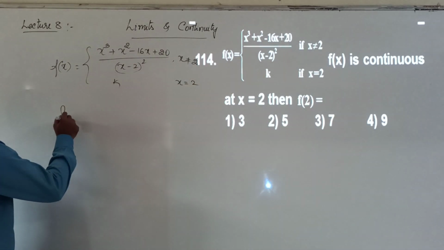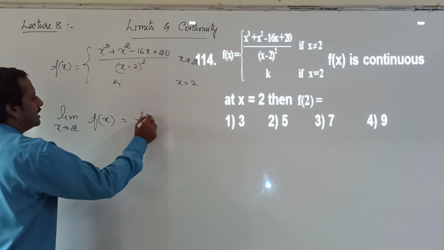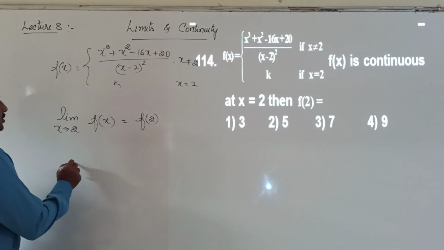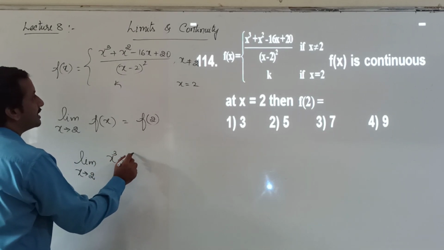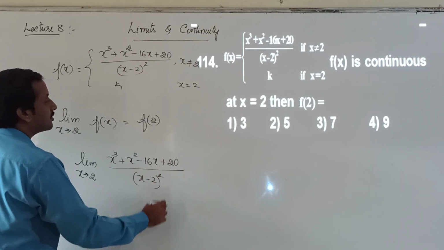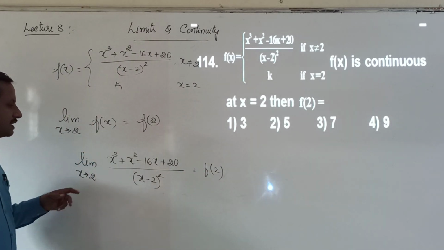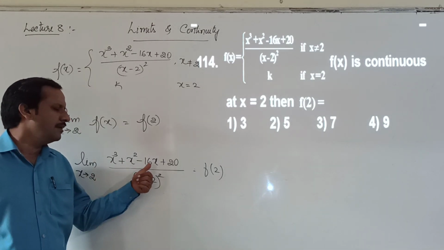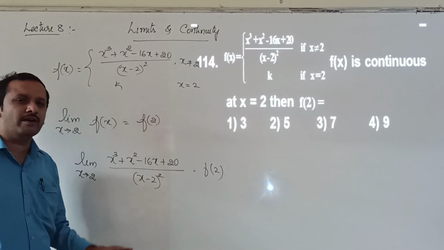Since the function is continuous at x equal to 2, we can write limit x tends to 2 f of x is equal to f of 2. So limit x tends to 2 f of x. Write down what is f of x. x cube plus x square minus 16x plus 20 divided by x minus 2 whole square. That is equal to f of 2. Now, I'll put x as 2 here. 2 cube, which is 8, plus 2 square, 4. 8 plus 4, 12. Minus 32. 12 minus 32 will give you minus 20 plus 20. Numerator is 0. Denominator obviously is 0.